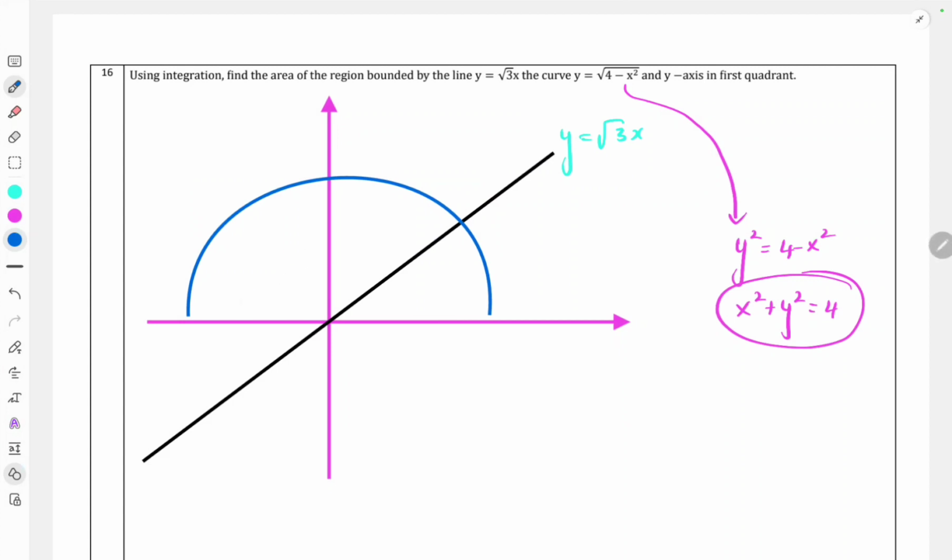Okay, fine. Next. See here, using integration, find the area of the region bounded by the line y equal to root 3x. This line equation we have drawn, and this is y equal to root of 4 minus x square, and the y-axis. Y-axis means this axis, and in the first quadrant. So bounded by the y-axis, this line and this curve in the first quadrant, they are asking about this area. So this area only we have to find. So how to find this area we can see now.